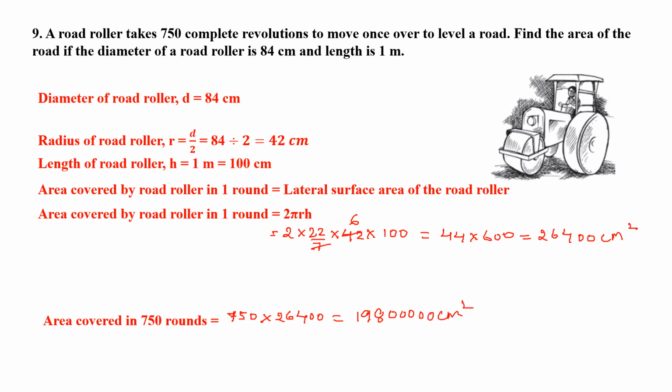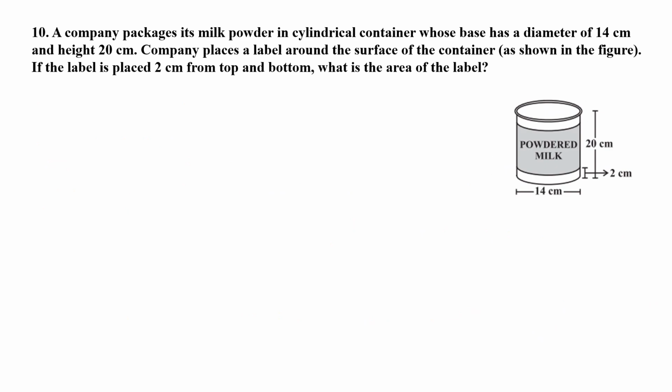Now this is a very big value, so I can convert it into meter square, and to convert centimeter square to meter square, I have to divide it by 10,000. So if I divide by 10,000, I am going to reduce it. So from here I can say that the area of the road is 1980 meter square. So is it clear now?